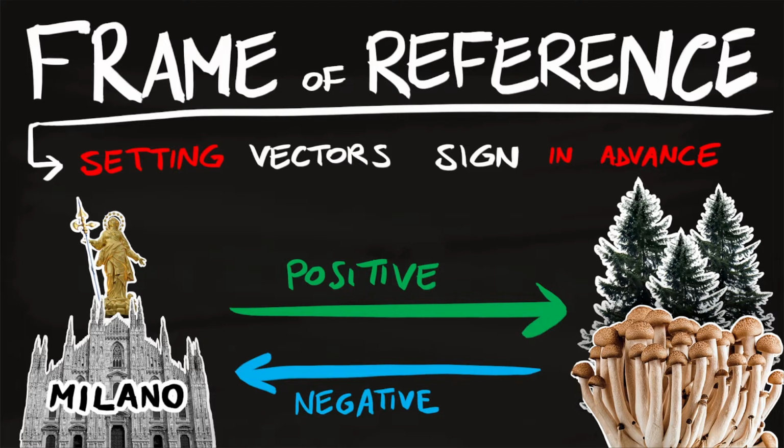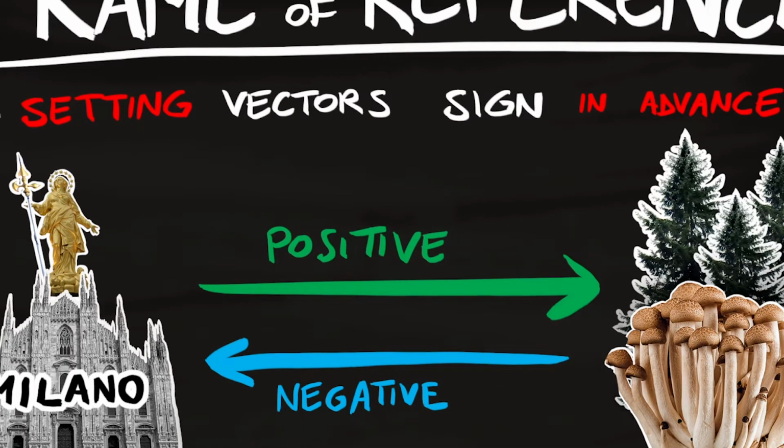This is not mandatory. I made this choice because I like it this way. But I could also do the opposite and it would be fine. From now on, every vector heading from Milan to the wood is gonna be positive, and those from the wood to Milan are gonna be negative. This is crucial so we don't mess up later.